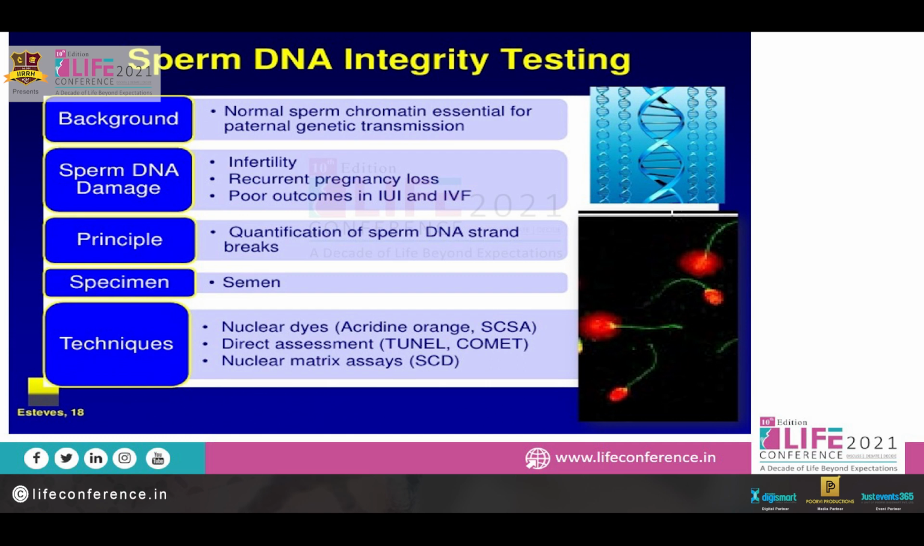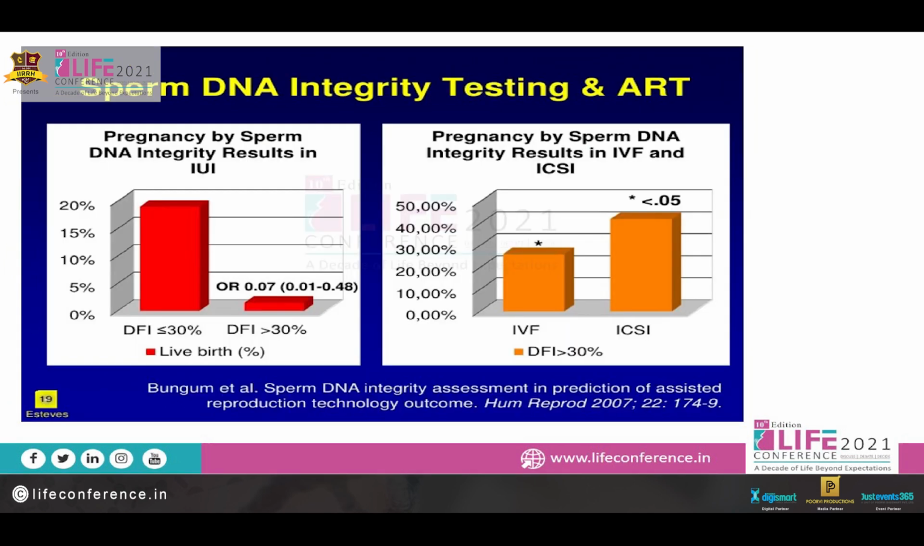Sperm DNA integrity testing. What is the background? The normal sperm chromatin is essential for paternal gene transmission, while sperm DNA damage results in infertility, recurrent pregnancy loss, and poor outcomes in IUI and IVF. What could the principle be here? Quantification of sperm DNA strand breaks, and the specimen used in these cases would be the semen. The techniques here are nuclear dyes, direct assessment using the TUNEL or the Comet assay, and the nuclear matrix assay, which is the SCD. Sperm DNA integrity testing and ART.